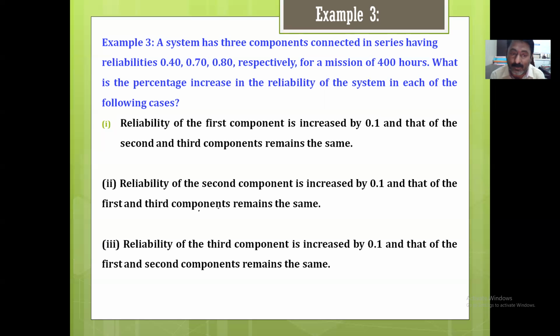First, friends, we should know what is the reliability of the system now. So 0.4 into 0.7 into 0.8, this is the reliability for a mission of 400 hours. Then we increase 0.1 in the first, in the second, and in the third, keeping the remaining two constant in the three conditions, and compare with the standard reliability required for 400 hours. So the very first task is to calculate the reliability for 400 hours at the standard condition. Then we will go for conditions 1, 2 and 3. Let us proceed.